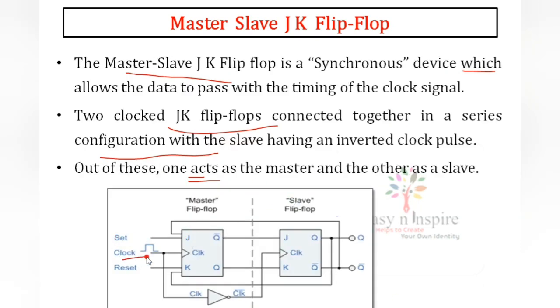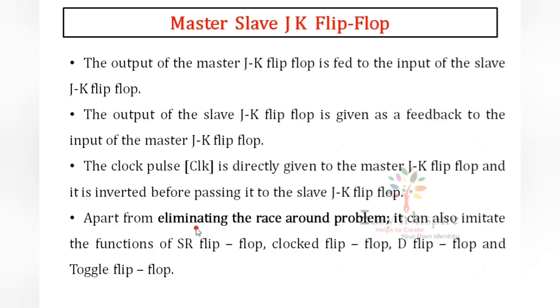Clock pulse is directly given to the master and the clock is inverted here. See, the clock is inverted and the inverted clock pulse is going to the slave. So the clock is directly going to the master, and the inverted clock pulse is going to the slave. So this is one more condition. So next one.